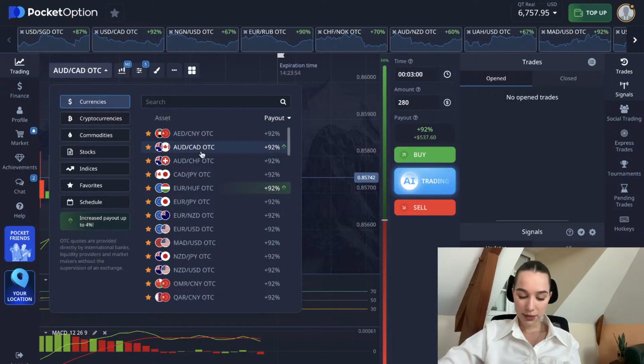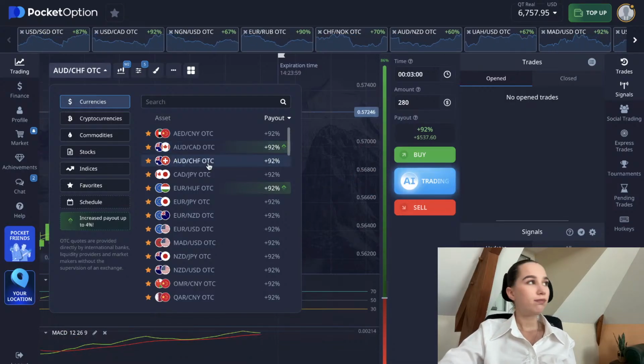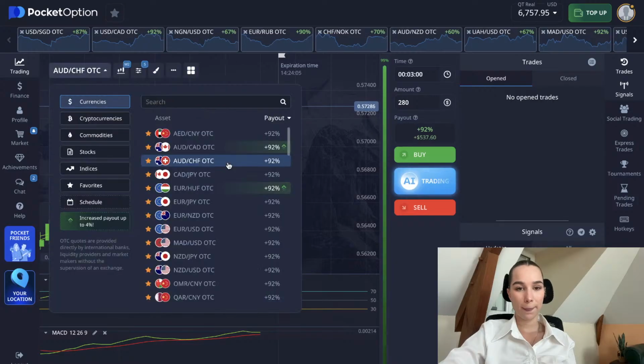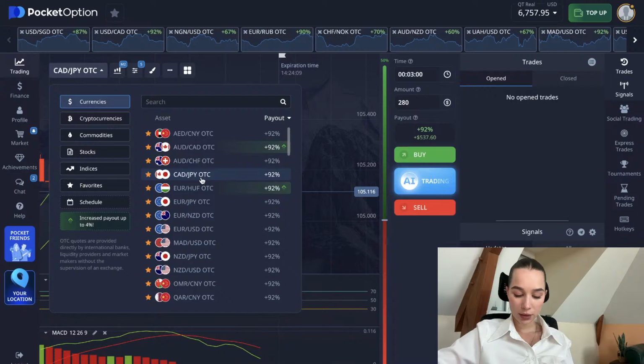Which is best, SMA or EMA, which one do you prefer? I think both of them are good. I actually use SMA and EMA the same. It depends on the situation on the market.